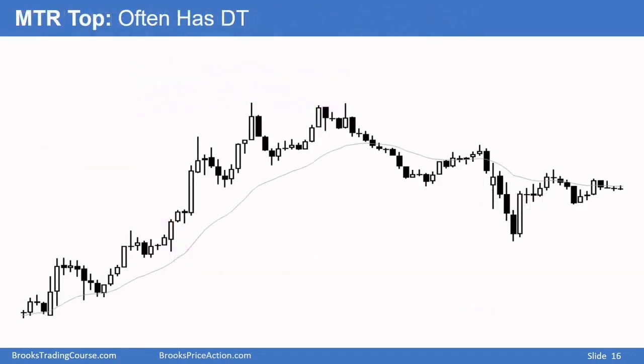Major trend reversal top, there's often a double top within it. Here's a head and shoulders top: left shoulder, head, right shoulder. Can you call this the head? It doesn't matter. You got a push up, a reversal, a push up, a second push up, reversal, and then a right shoulder. Remember, every head and shoulders top is a major trend reversal. Certainly the right shoulder is a lower high major trend reversal.